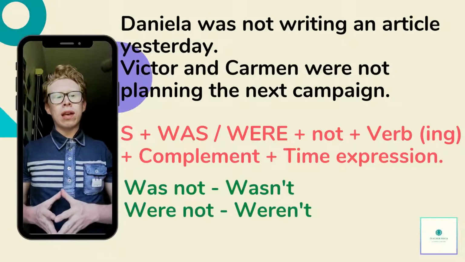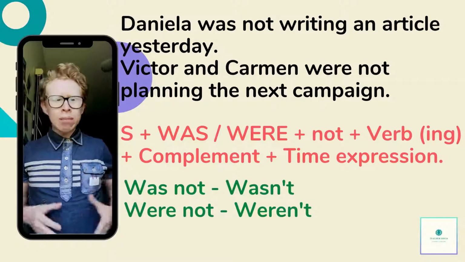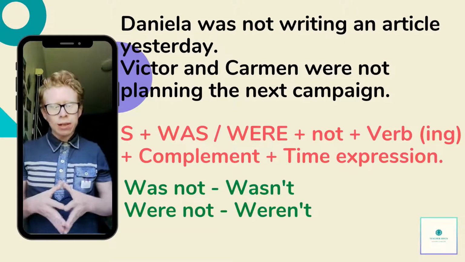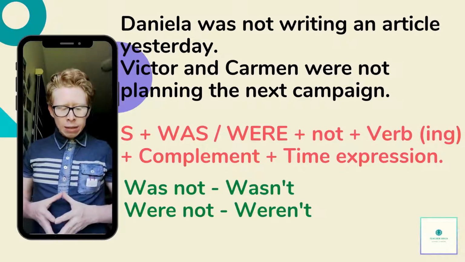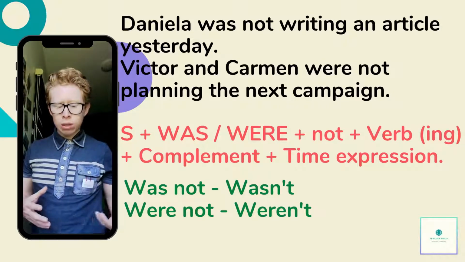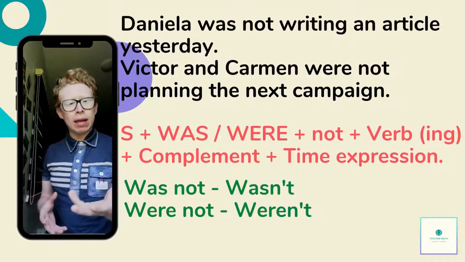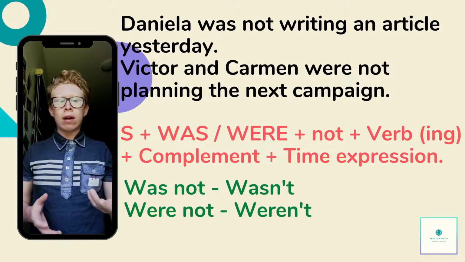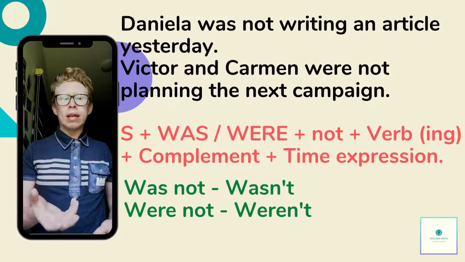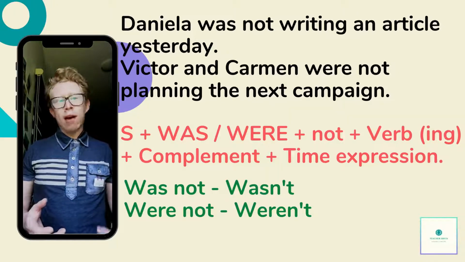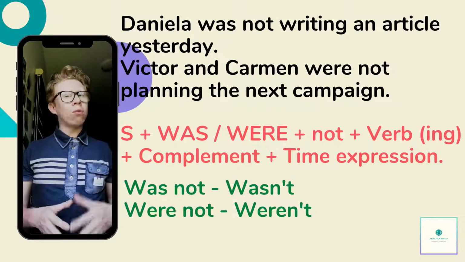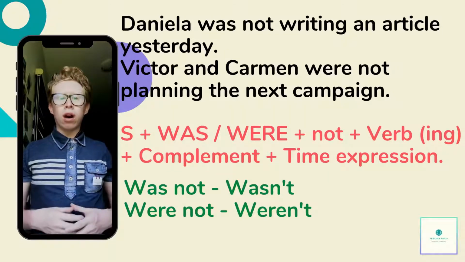Negative structure of the past continuous. The examples say, Daniela was not writing an article yesterday, and Victor and Carmen were not planning the next campaign. What do we have different in this structure? Instead of having the verb to be in the affirmative form, we have the verb to be in the negative. So we don't have was, but we have was not. We don't have were, we have were not.